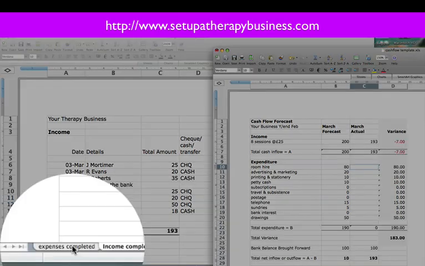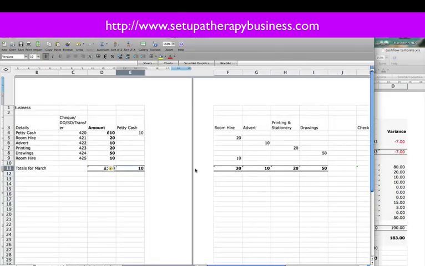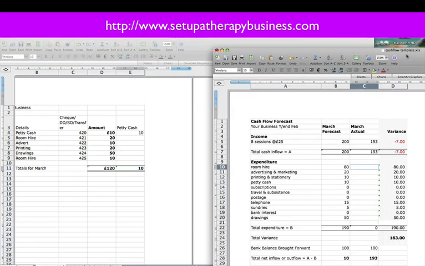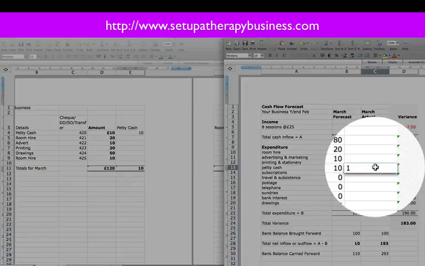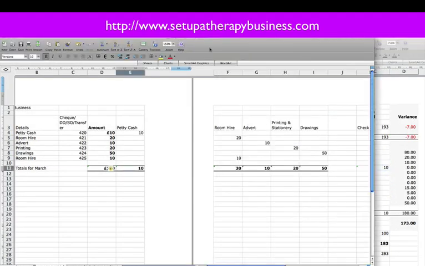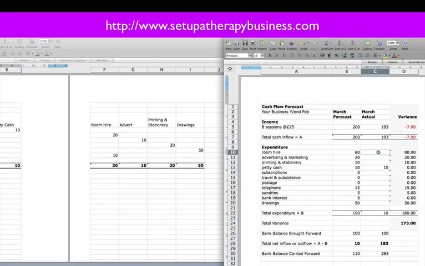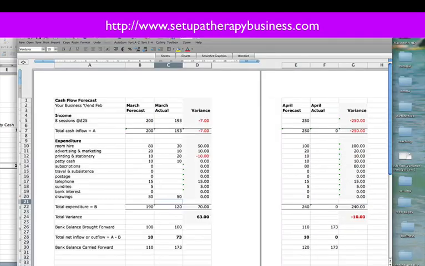And then in terms of expenses, what I do is I always pick up the total figures and insert them into something new. So it's not going to be in quite the same order, but it doesn't matter. So petty cash, we had an actual of 10, and from before, if you remember, our room hire was 30. Our adverts are 10. Our printing and stationery is 20, and our drawings are 50. So you can see from that, well, we've just set up, recorded our accounts, so that's pretty good.